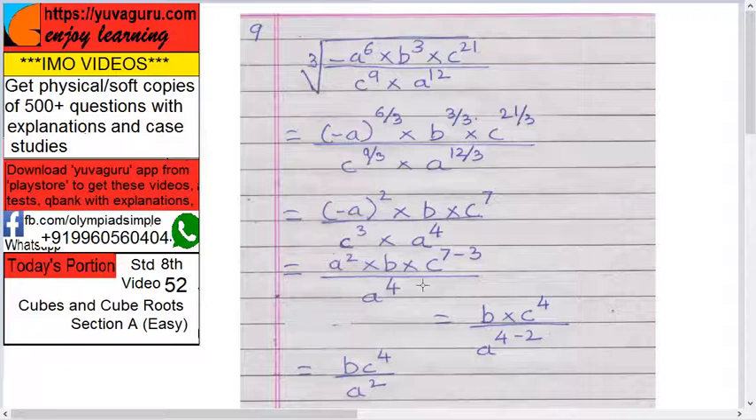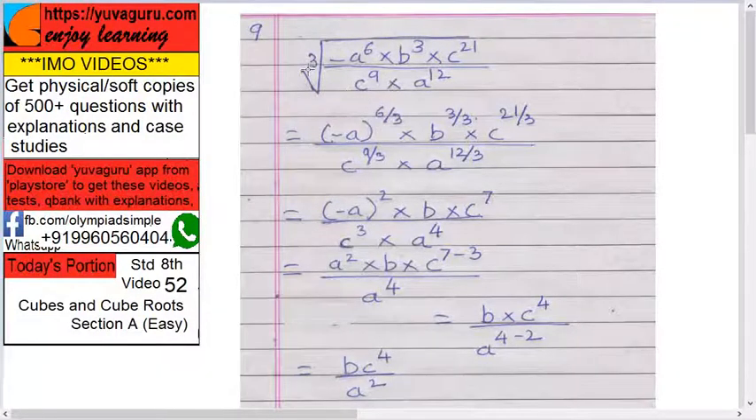This a square can come down now. So it becomes b into c raised to 4 upon a raised to 4 minus 2, right? Isn't it? So this was plus 2 over here. Now it has come to the denominator, so it becomes minus 2. So what is it now? b into c raised to 4 upon a square. Now this cannot be solved further. So this is the final answer.